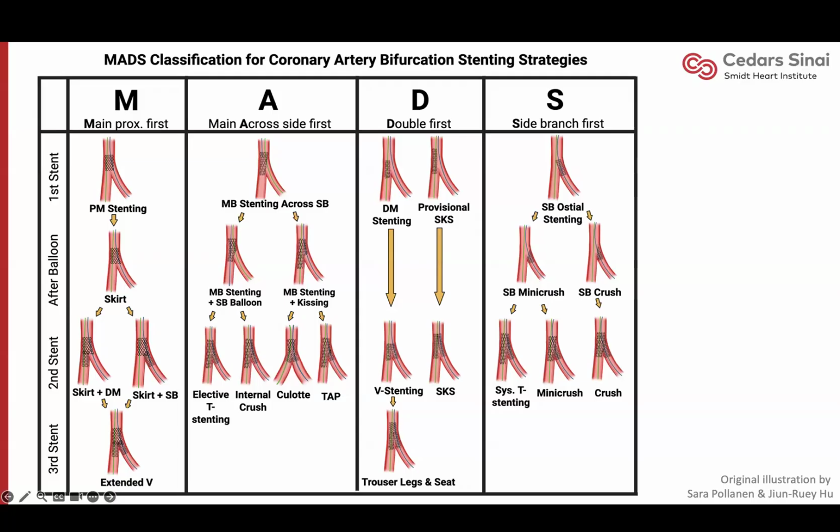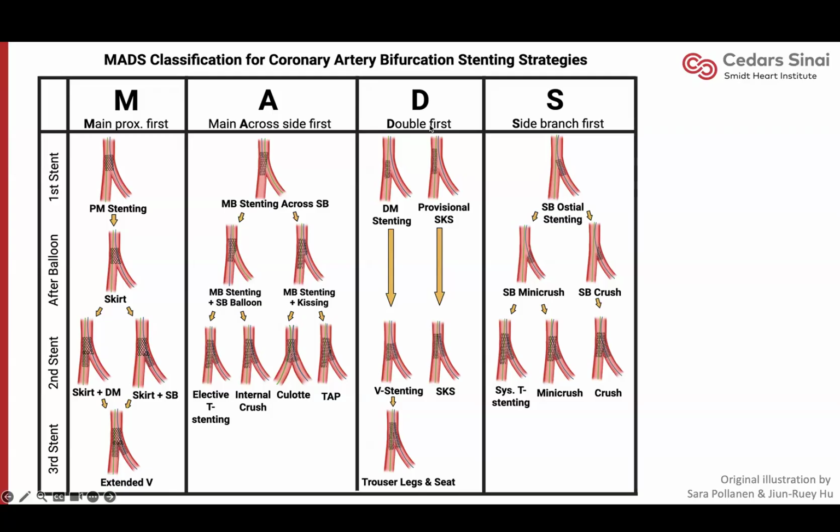So main, or M, refers to techniques that begin with the proximal main segment, stenting the main vessel prior to treating a side branch, such as the skirt technique, which I did not actually illustrate for you in this lecture. A, across, refers to techniques that begin with a stent in the main vessel across the side branch. So this could be TAP, Culotte, internal crush, or elective T-stenting.